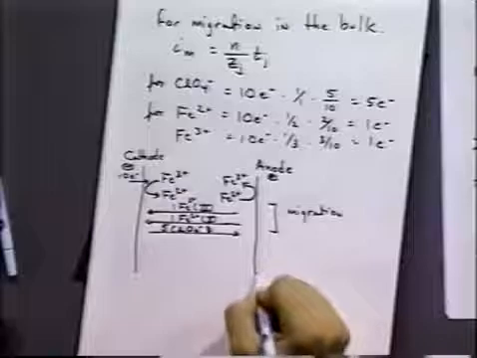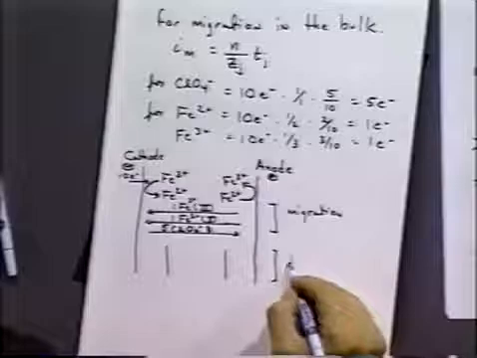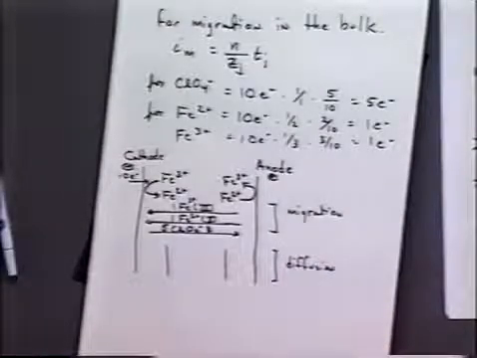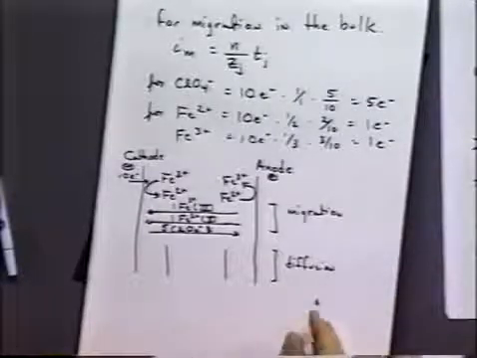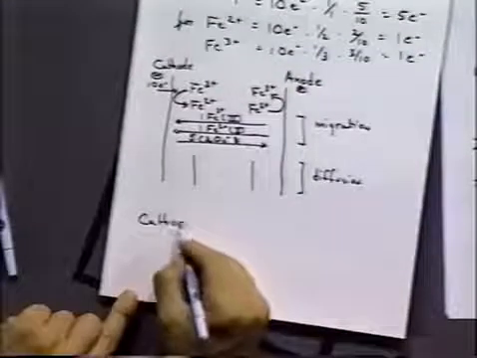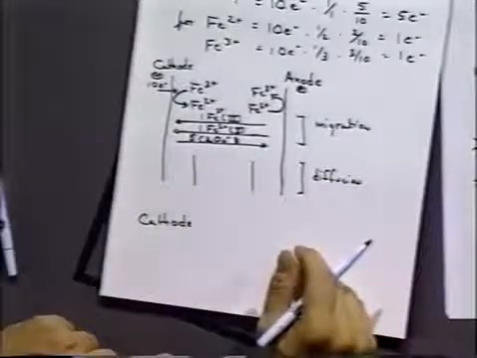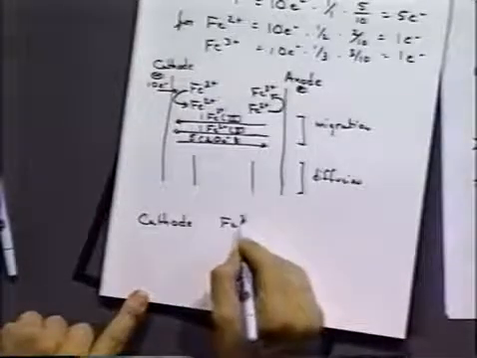There is, however, also the consideration what happens at the interface, and here we have to consider a diffusional process. Because the iron 3 plus and 2 plus are being used up at the interface or produced at the interface, now we have some diffusion effects. At the cathode, what's happening? Well, the cathode is using up iron 3 plus to 2 plus.